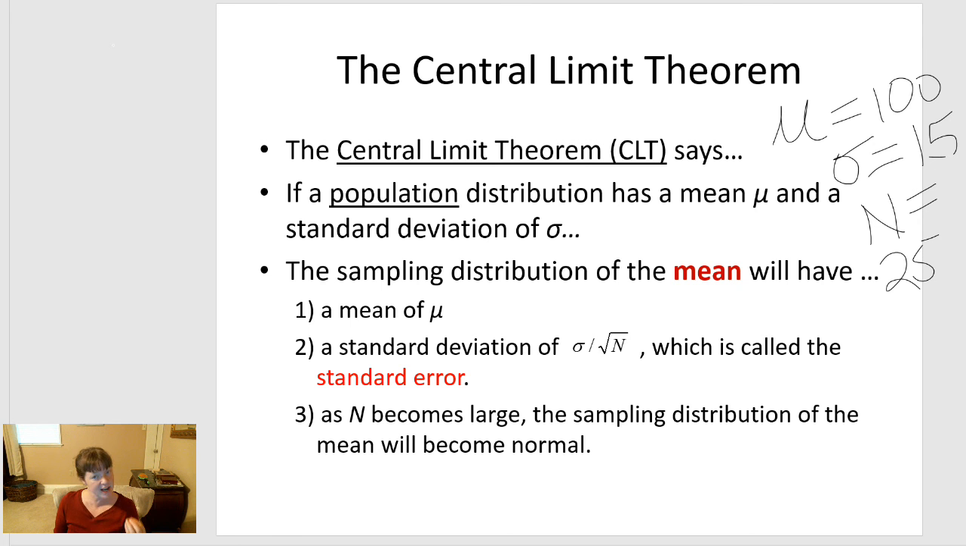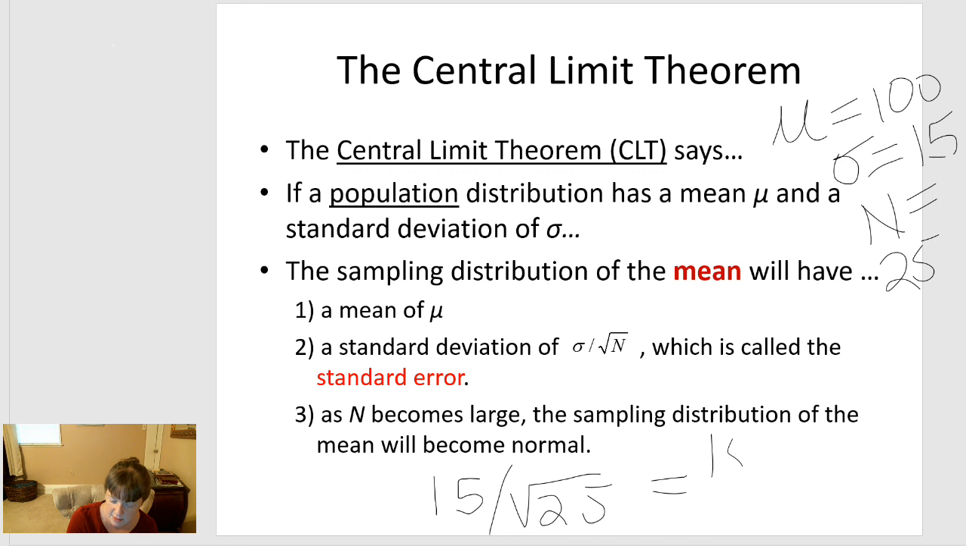And so the standard deviation, not of the raw scores, but the standard deviation of my infinite number of samples, which gets a new name, it's called standard error, is going to be calculated like this: 15 over the square root of n. So 15 over the square root of 25. The square root of 25 is 5, so 15 over 5 is 3.